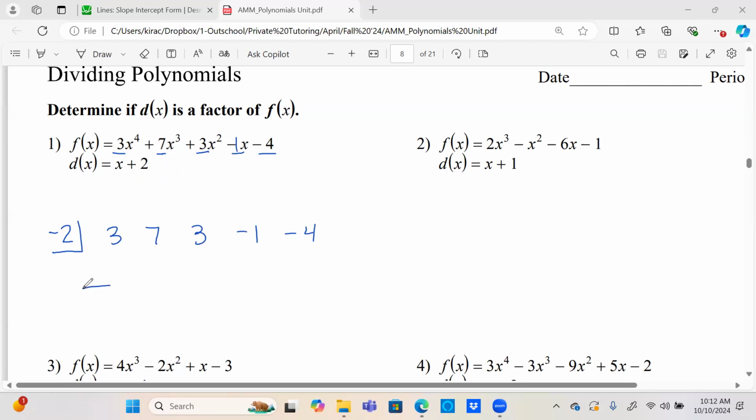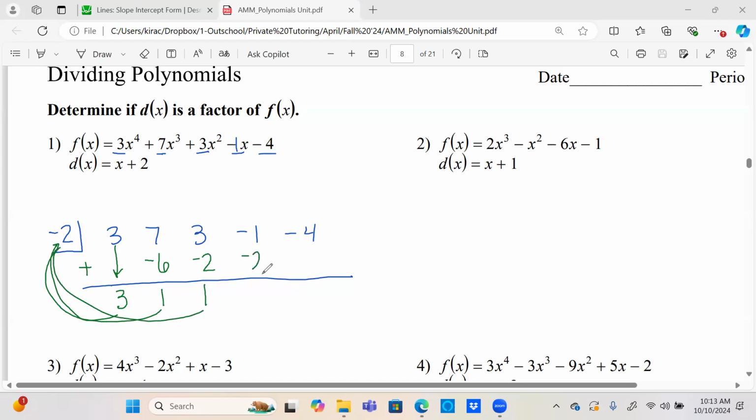Give yourself some space and then draw a line and drop the first number straight down and multiply by the timeout box. So 3 times -2 is -6. Write that in the next available column and then add straight down. 7 plus -6 is 1. Multiply, next available column, add straight down. Multiply, add, multiply, add, and we have a remainder of 2.